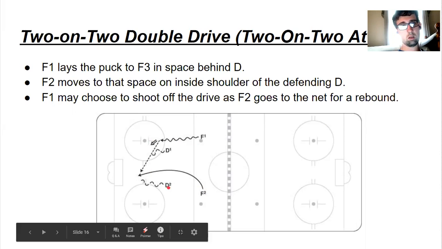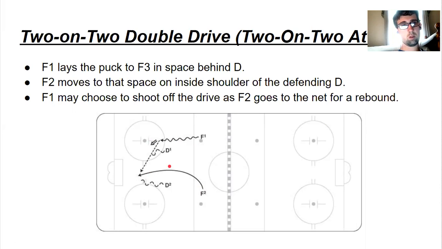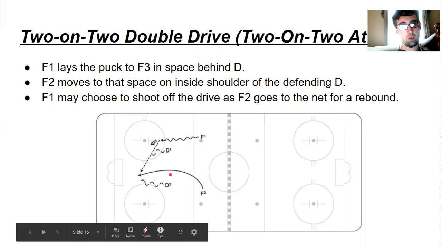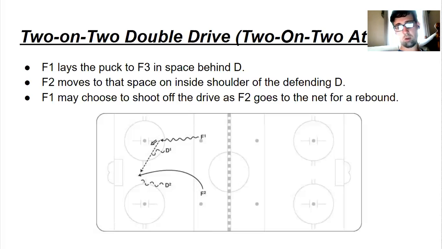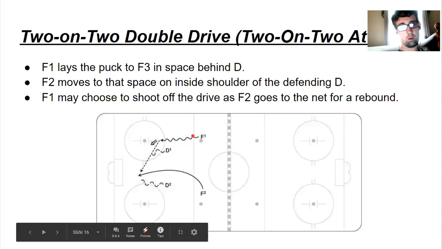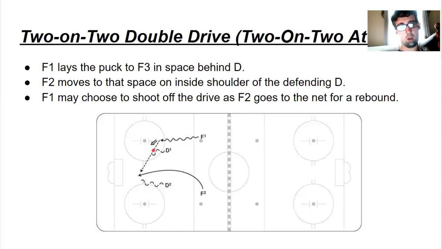Defenseman 2 or 1. Forward 2 moves to that space on the inside shoulder of the defending D. Defenseman. He moves to the space on the inside shoulder. So right here. Forward 1 may choose to shoot off the drive as forward 2 goes to the net for a rebound. Forward 1 may choose to shoot right here off the drive as forward 2 is approaching the net for a rebound.